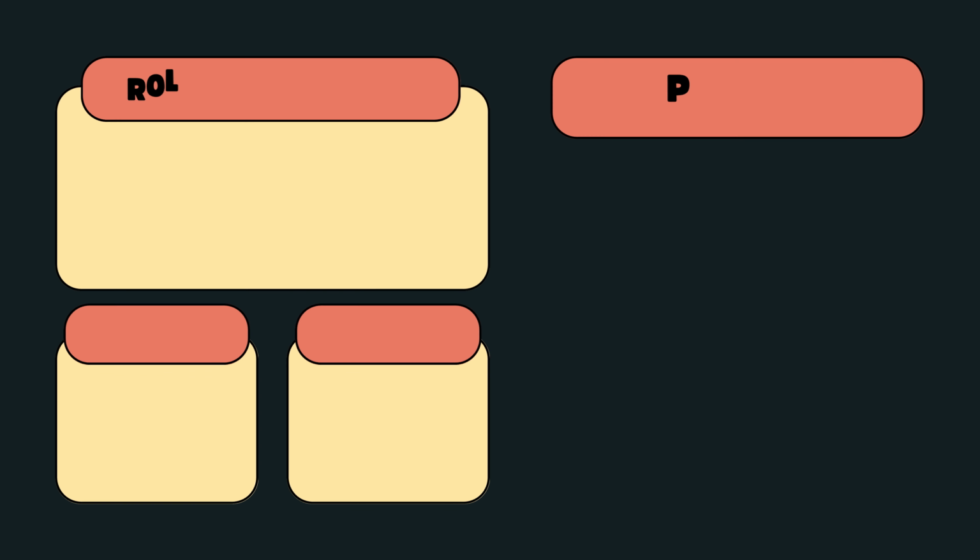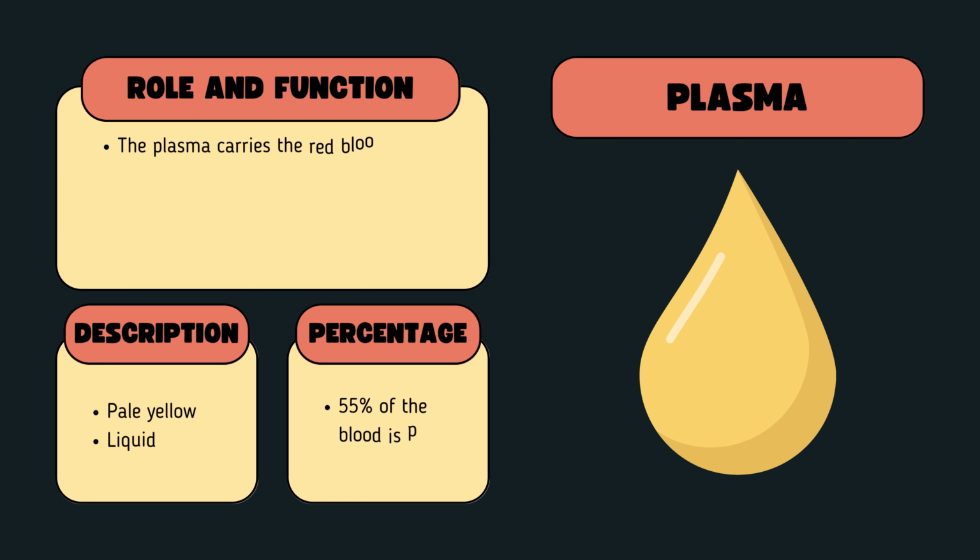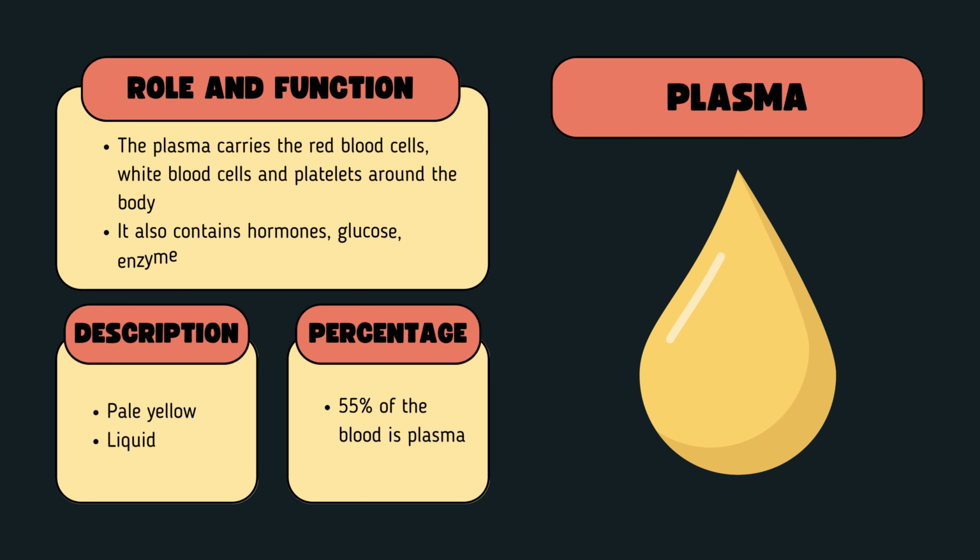Then we have blood plasma. Role and function: the plasma carries the red blood cells, white blood cells and platelets around the body. It also contains hormones, glucose, enzymes and waste products. Description: pale yellow, liquid. Percentage: 55% of the blood is plasma.